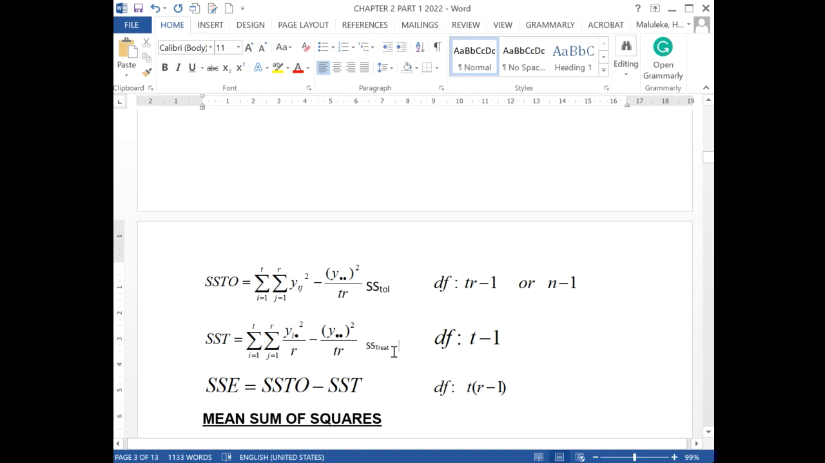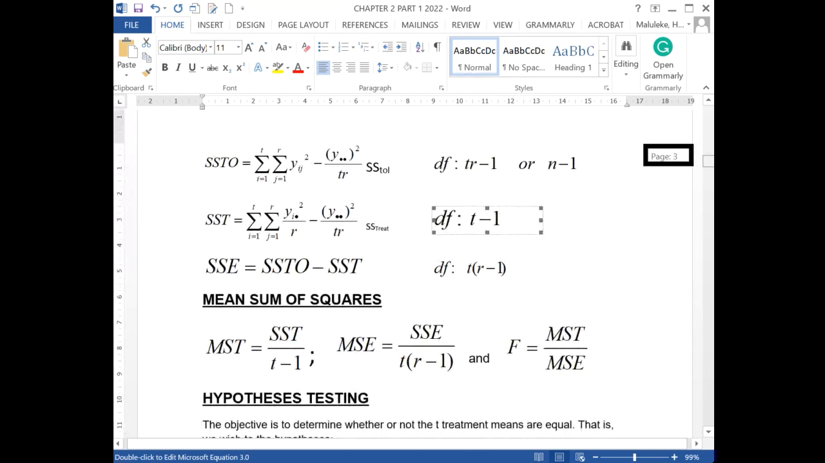So you must get used to the notation. T, as we have discussed, is for the treatment, R is for the replications. To find the sum of squares of errors, you'll use this formula, SS total minus SS treatment. Similarly, the degrees of freedom of error is the degrees of freedom of total minus the degrees of freedom of the treatments, like the way we've been doing in the first semester.